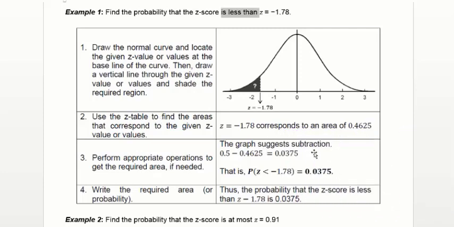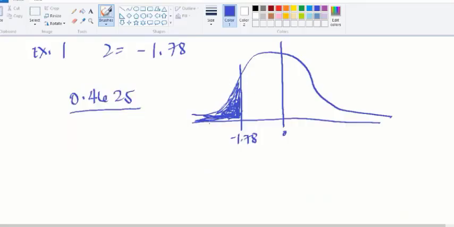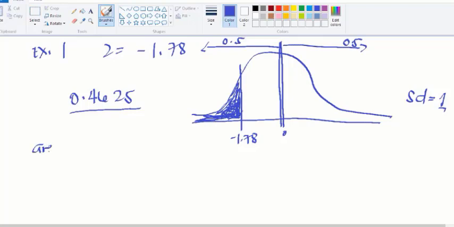So, the graph suggests subtraction because this is the only area we will get. And we know that this one is 0.5 because the standard deviation is 1. Since it is symmetric at the center, this half is 0.5 and this other half is 0.5 as well. Since we only want this area, the area should be 0.5 minus 0.4625. Let me use my calculator.